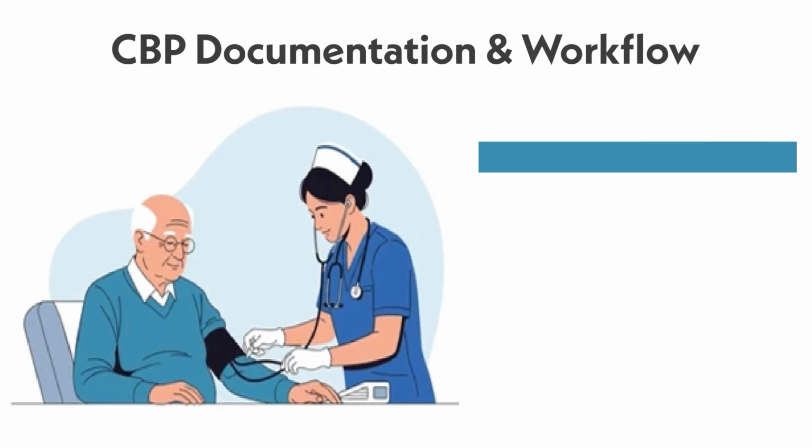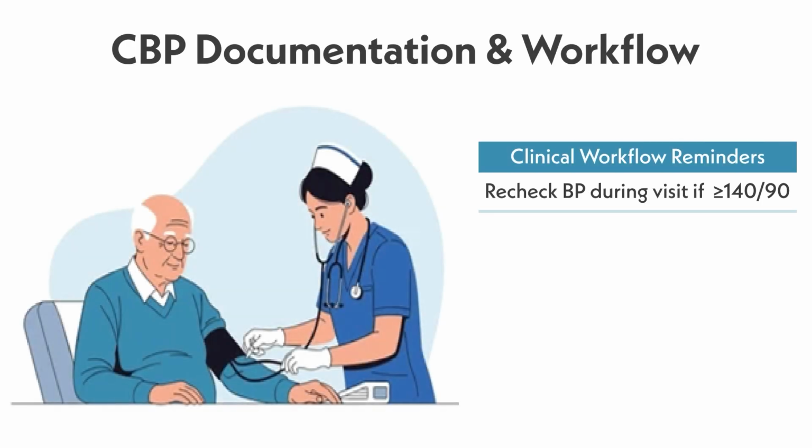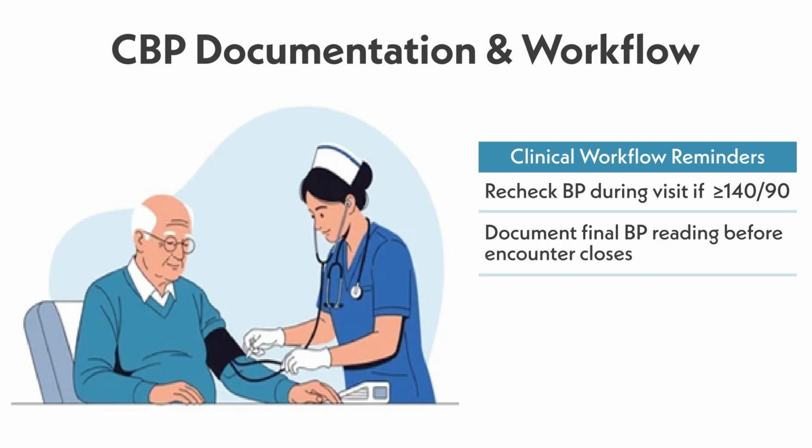Here's how to operationalize blood pressure control so it counts. First, blood pressure must be entered in discrete vitals fields, both systolic and diastolic, so the measure can read it. Second, if the initial BP is elevated, recheck it during the same visit whenever clinically appropriate. The reason is simple. The measure uses the most recent BP in the measurement period, and the last documented BP can make the difference between controlled and uncontrolled.